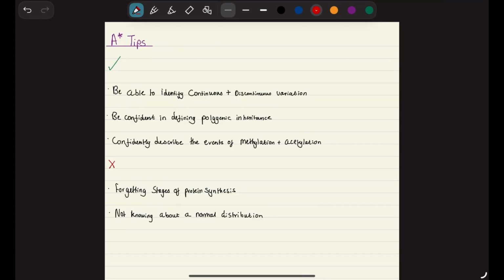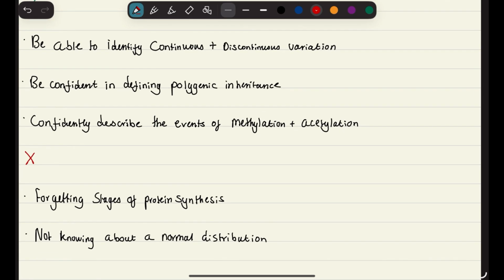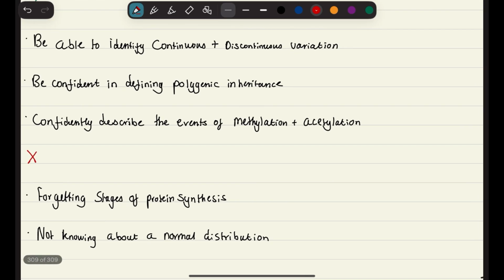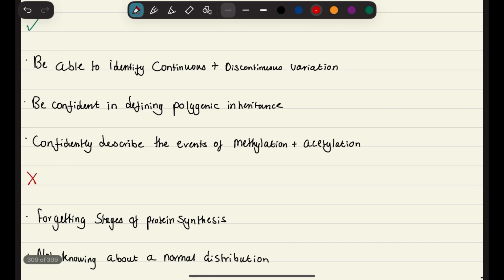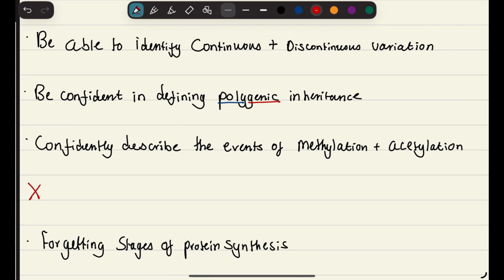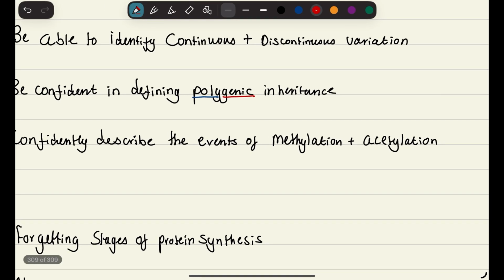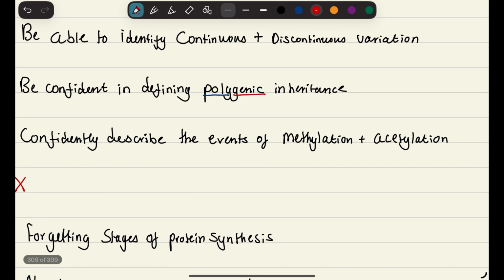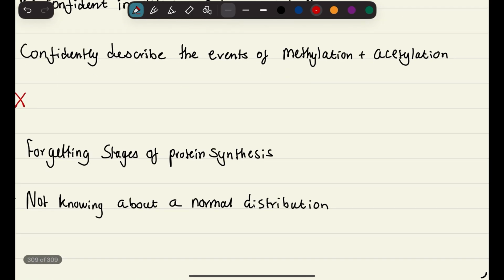Okay, and this leads us to the A-star tips. So to be honest, they're a bit wishy-washy today, but things that we want to be doing are identifying continuous and discontinuous variation. So think about the characteristic, which one would it fit into? Polygenic inheritance, just be confident with defining it. I think when you really look at the word, it gives you the hint. Poly means many, and genic is talking about genes, so multiple genes, and that should be fine. And then methylation and acetylation, that 3-4 marker, I'd just say memorize that, and you'll be able to get the marks most of the time.